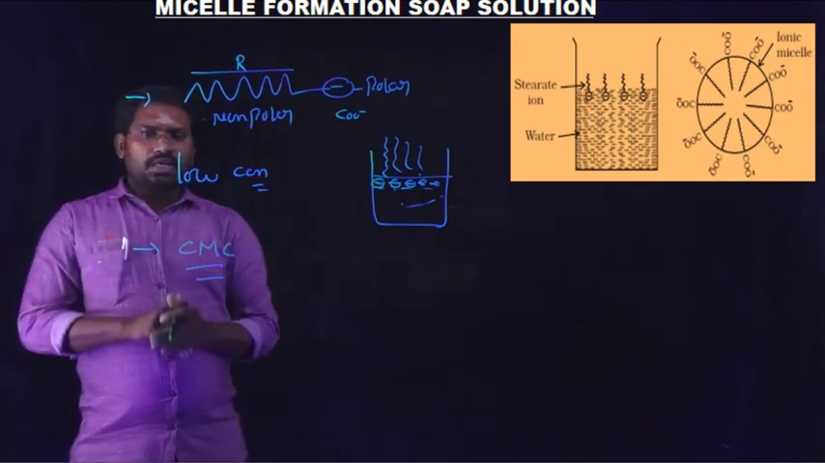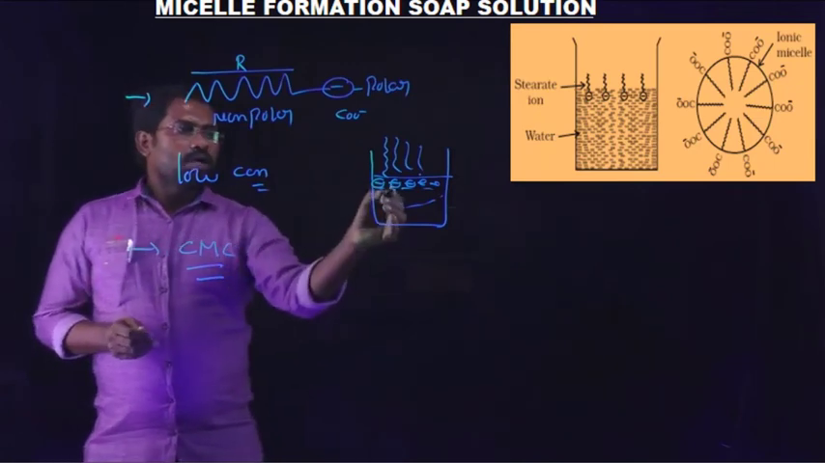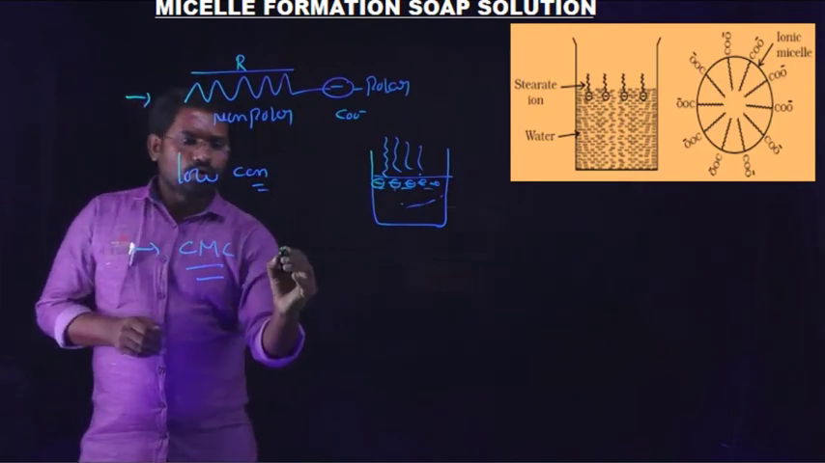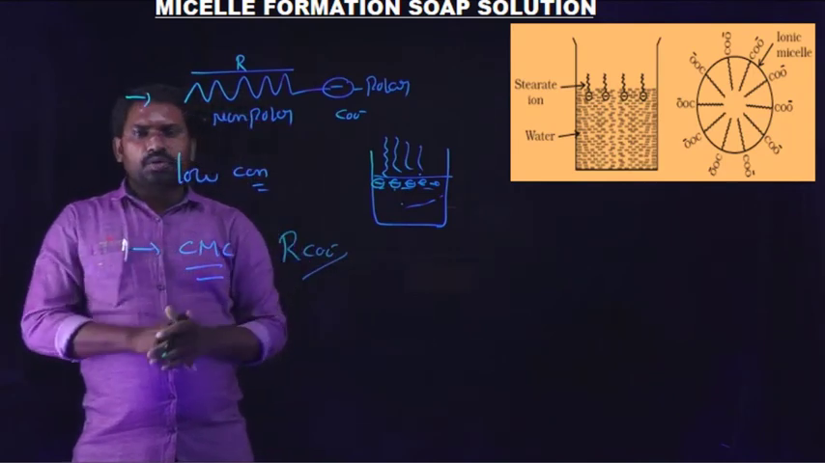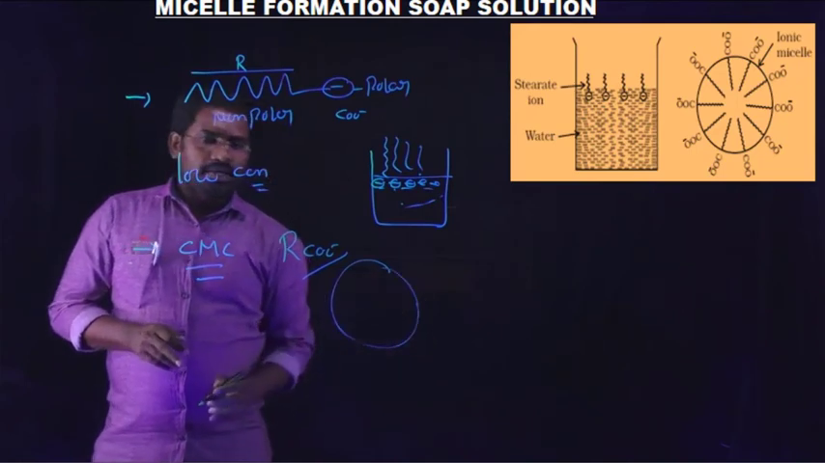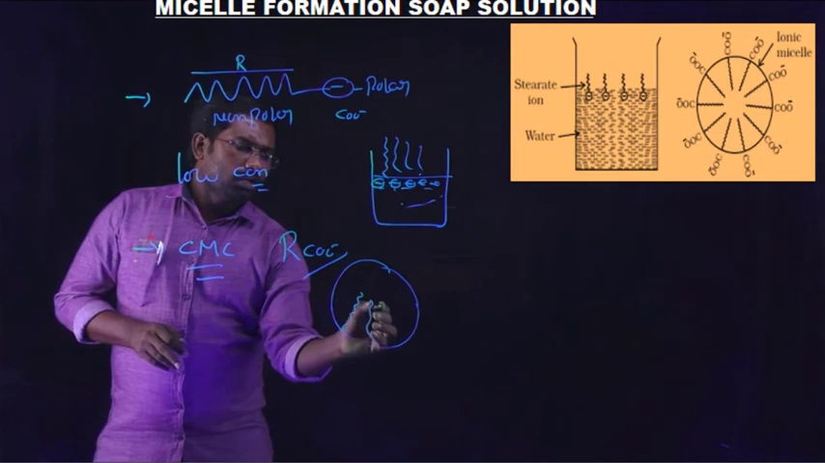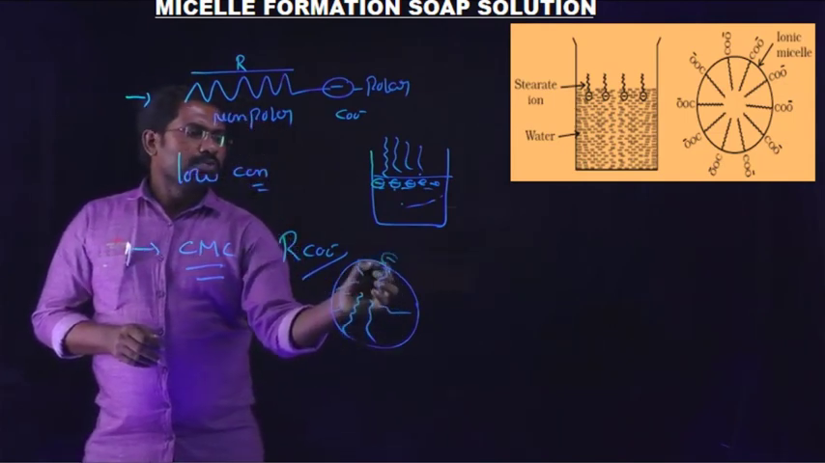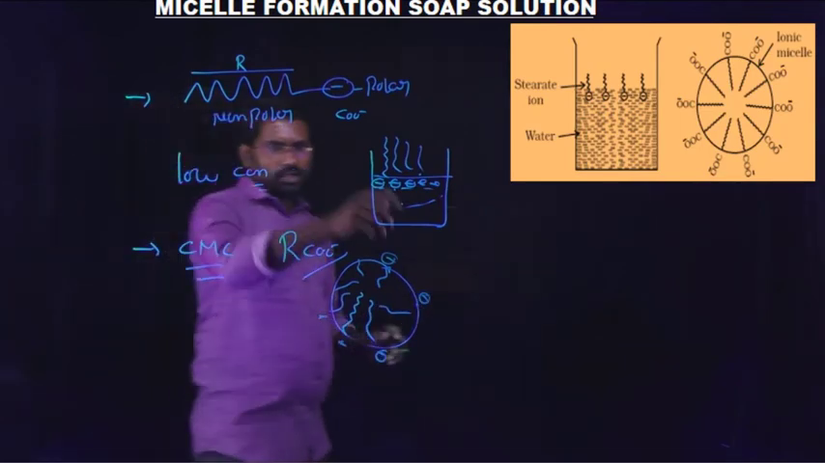At the critical micelle concentration, we observe that the polar group, the RCOO minus group, is completely pulled into the water and able to form a spherical shaped molecule. In that spherical shaped molecule, the hydrocarbon parts are pointed towards the center of the sphere, and the polar groups are present outside of this sphere as shown in the image.